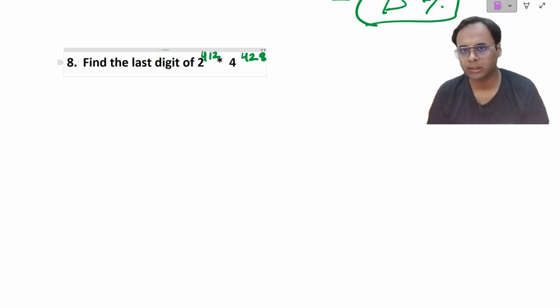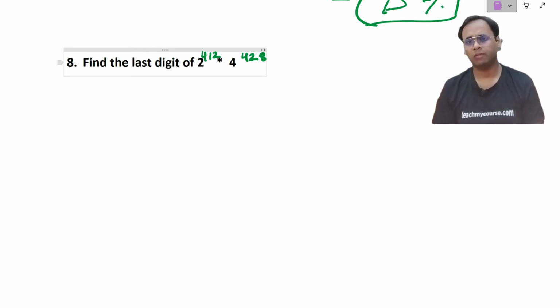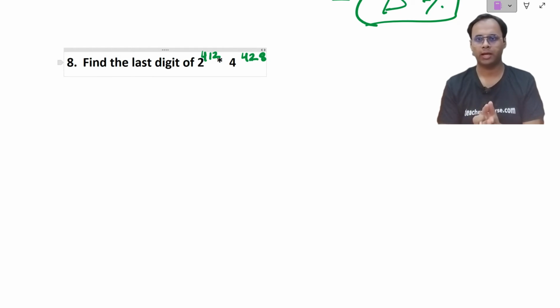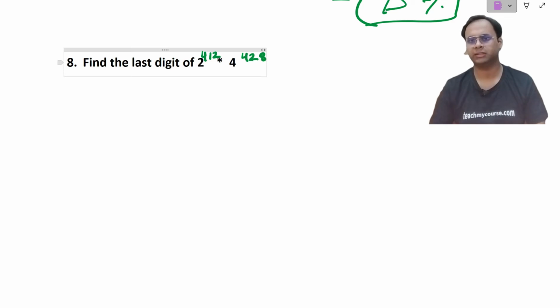So the question is find the last digit of 2 raised to the power 412 into 4 raised to the power 428. Obviously we cannot just keep on multiplying them. So we are all just concerned about the last digit of this, okay. So for that we need to individually take up the last digit of 2 raised to the power 412, and then we need to take up the last digit of 4 raised to the power 428, and then just multiply those last two digits, and whatever comes up as the last digit, that is the answer. So this is the approach we are going to follow.